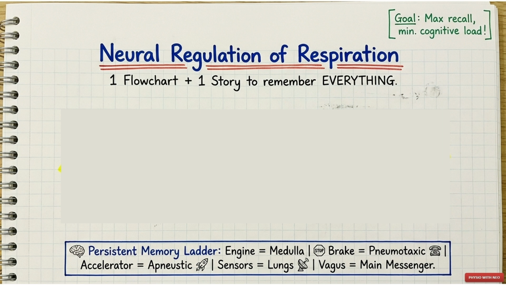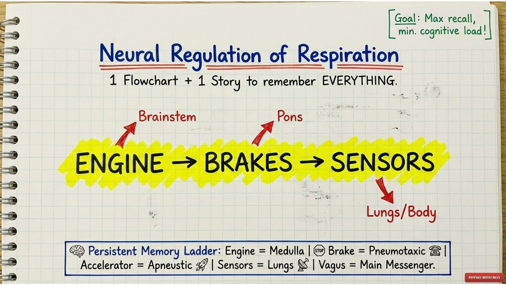At the end of this video, you will be able to reconstruct the entire answer with the help of only 3 words: engine, brakes and sensor. Here the engine represents the brainstem, brakes represent the pons and sensor represents lungs and body. So let's start with it.